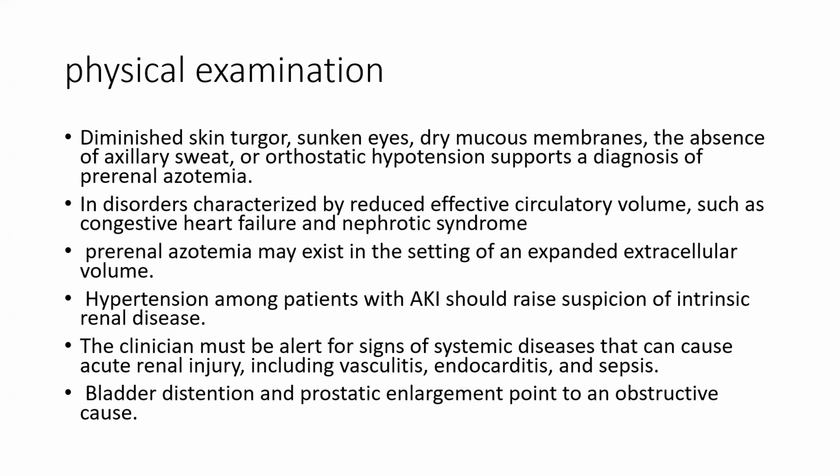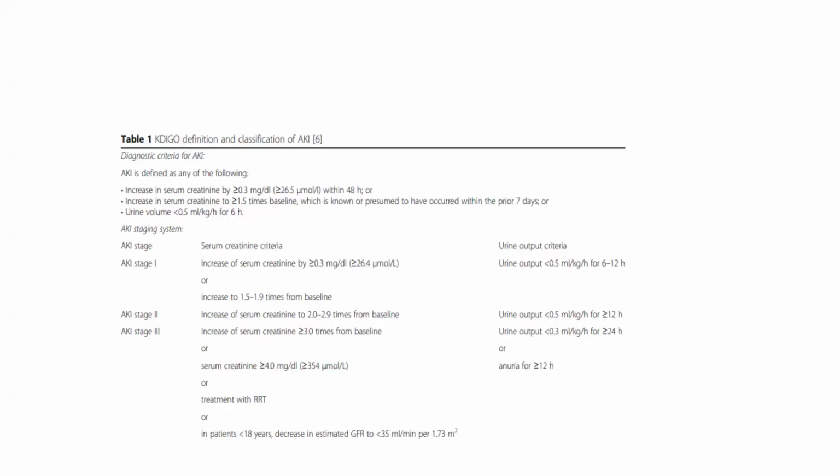Hypertension among patients with AKI should raise suspicion of intrinsic renal disease. The clinician must be alert for signs of systemic disease that can cause acute renal injury, including vasculitis, endocarditis, and sepsis. Bladder distension and prostatic enlargement point to an obstructive cause.